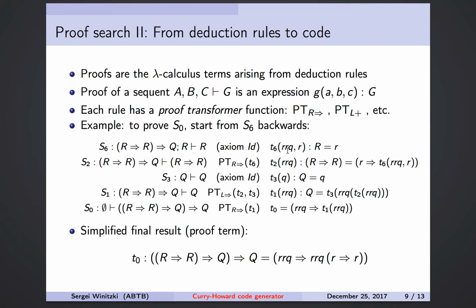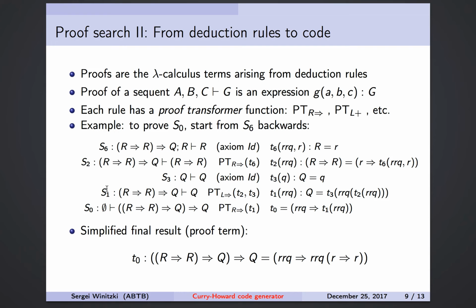It's really only one way to do it. If you have a function from R to (R to Q), and you need a function from R to R, then the only way to do it is this. S3 followed from axiom. So the proof term for S3 is just a function of Q that returns Q.